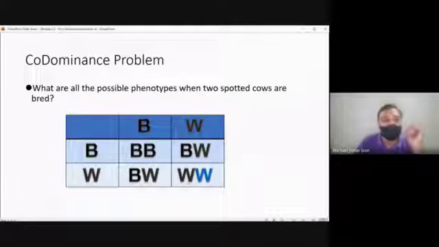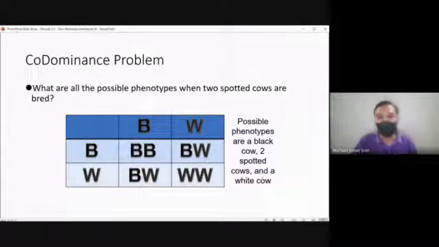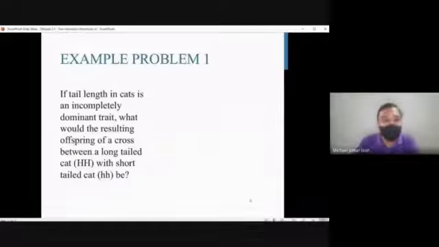So what would be the possible phenotypes? You have a black, and then you have two black and white or spotted cows, and then you will have one white. So for the genotypic ratio, it's 1 BB, 2 BW, and 1 WW. For the phenotypic ratio, you will have 1 black, 2 spotted, and 1 white. So it's quite different from the Mendelian inheritance, which is 3:1. So the phenotypic ratio for codominance is a 1:2:1 ratio. Okay, so you have here the possible phenotypes. Okay, very nice.